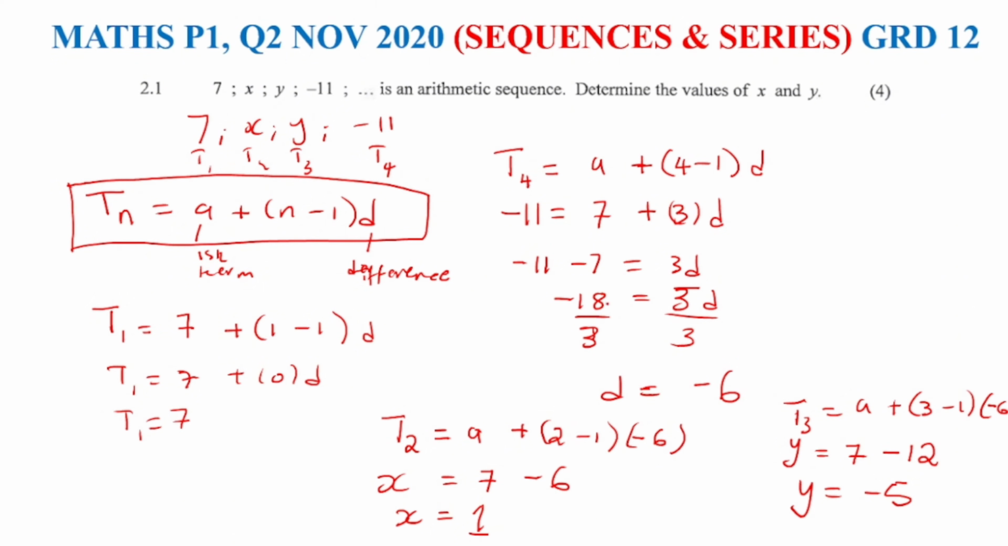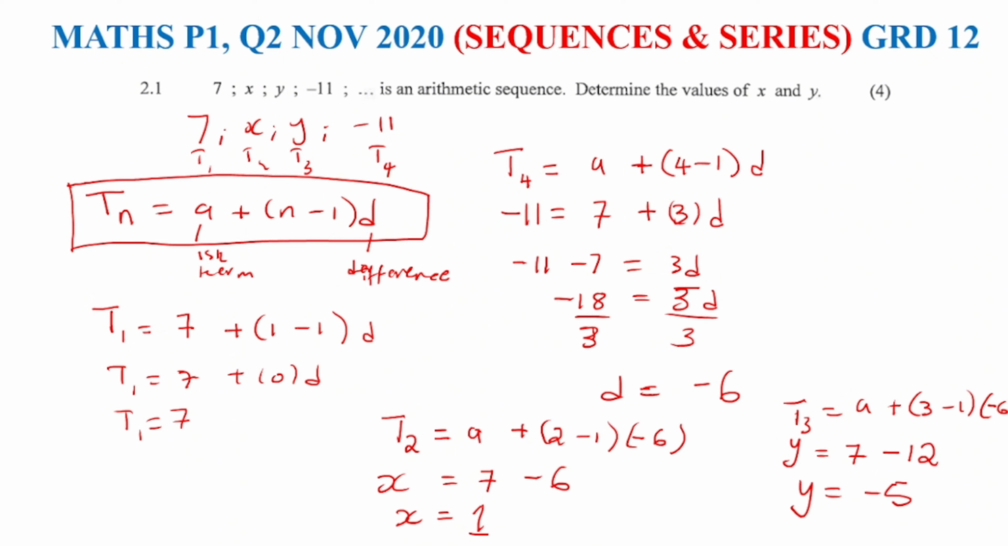What is T4? T4 is minus 11. I know what a is, and I don't know d. Then I calculate d. Therefore, I substitute. Let me look for T2. Just like that. Stick to the basics. You shouldn't have any problem. So, okay. With that said, let's move on.